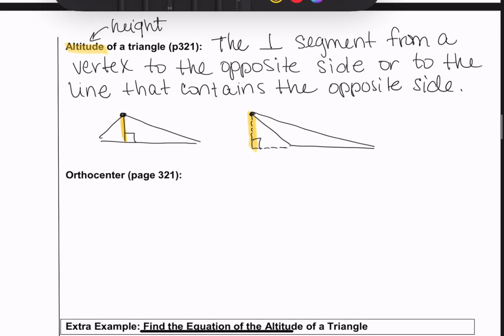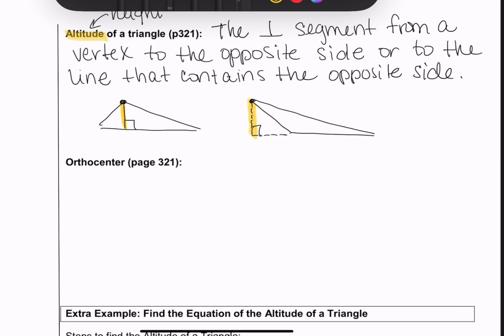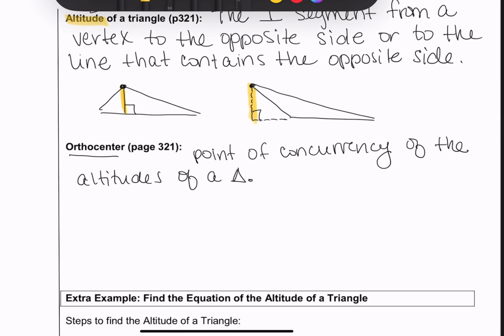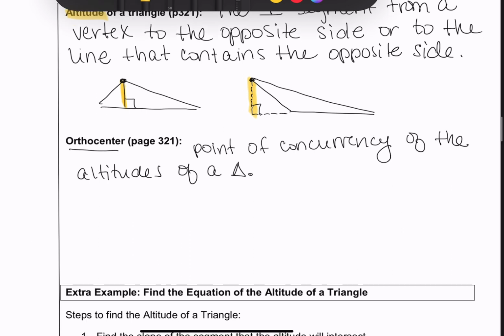Now, another center of triangles is going to be the point of concurrency of the altitudes. So the orthocenter will be our point of concurrency of the altitudes of a triangle, just like the centroid was the point of concurrency of the medians of a triangle.